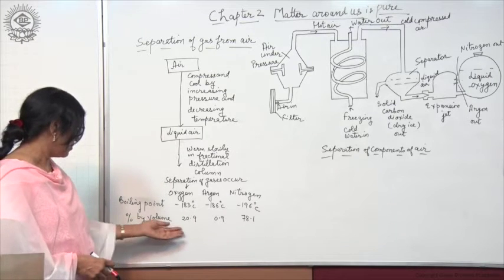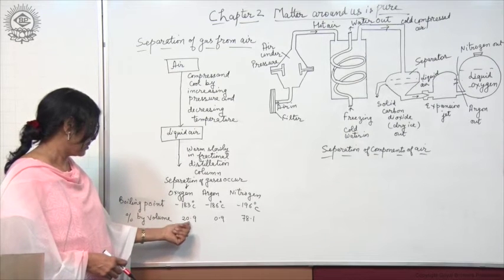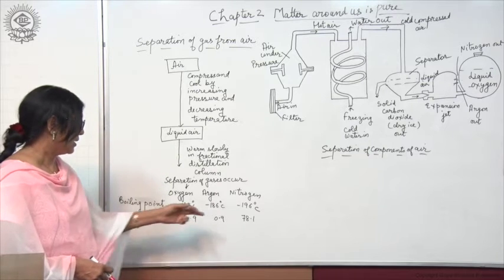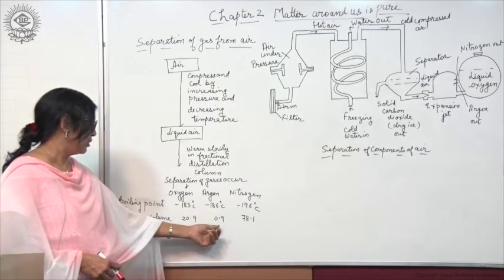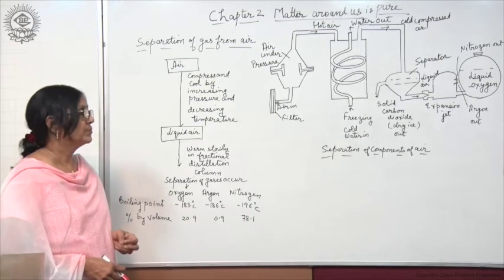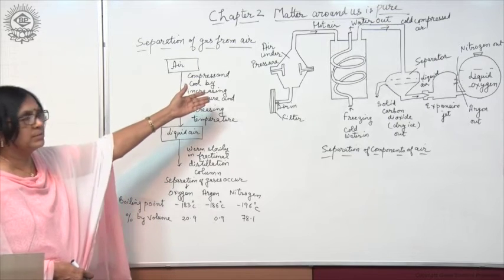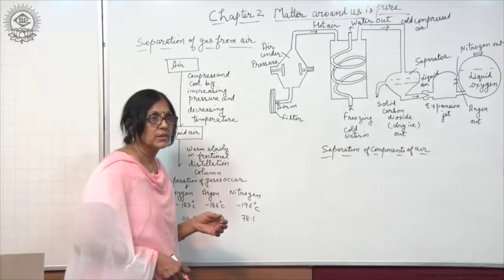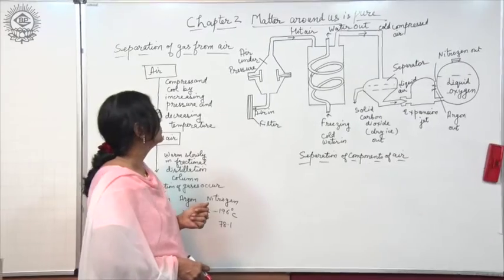Also, the percentage by volume, all of you know that oxygen is present 20.9% by volume, and nitrogen 78.1% by volume, and argon is only 0.9% by volume. Also a schematic diagram is shown here of how separation of gases can take place from liquid air.